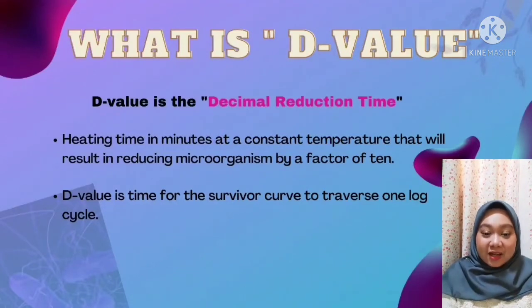So today, I would like to present about the concept of D-value in controlling growth of microbial spoilage. What is D-value? D-value is the decimal reduction time. Heating time in minutes at a constant temperature that will result in reducing microorganisms by a factor of 10. D-value is the time for the survival curve to traverse one log cycle.